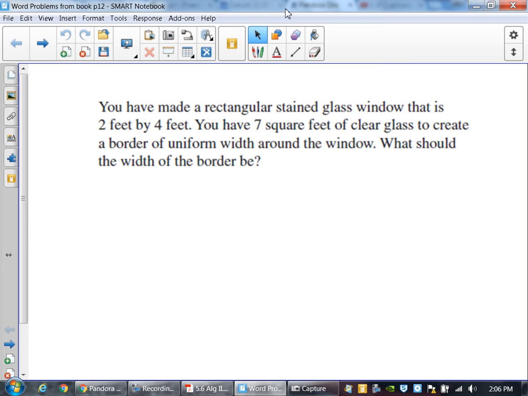So I have now this stained glass window that has the overall dimensions 4 plus 2x by 2 plus 2x. And then I have to subtract out the area of the middle, correct? And what does all that have to equal then? 7.